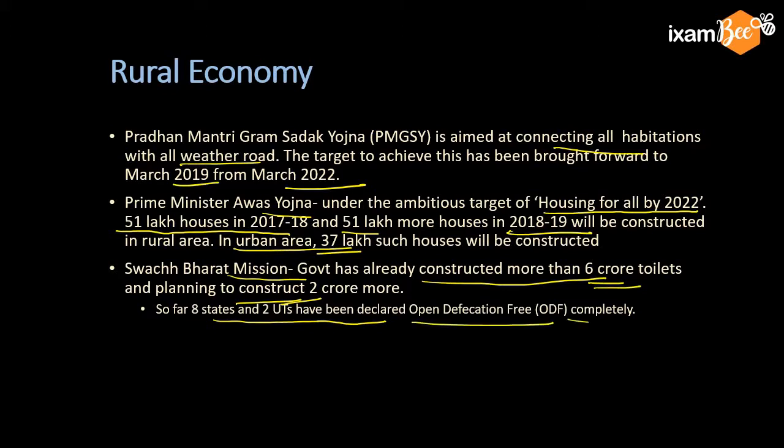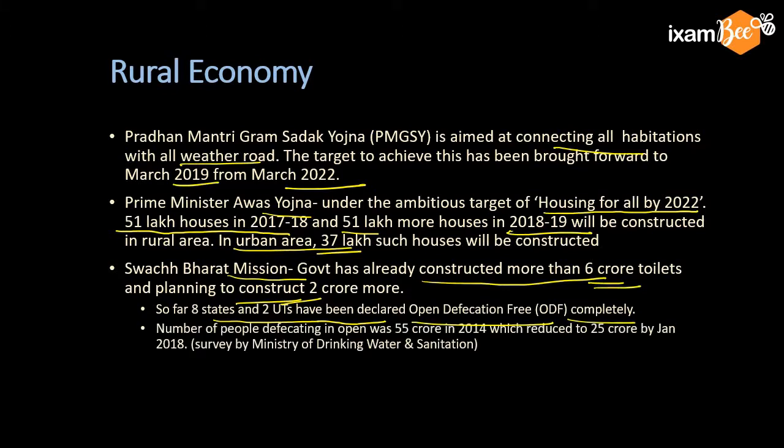So far 8 states and 2 union territories have been declared completely open defecation free, and the number of people defecating in the open was 55 crore in 2014, which has been reduced to 25 crore by January 18 as per the survey of the Ministry of Drinking Water and Sanitation. And you must be aware of the government's Swachh Bharat Mission.